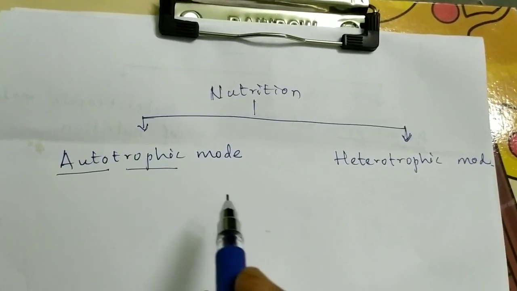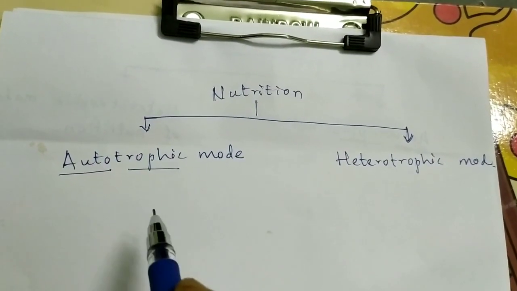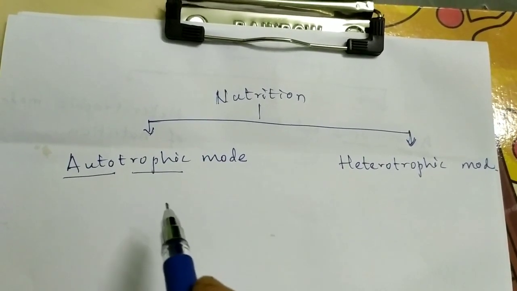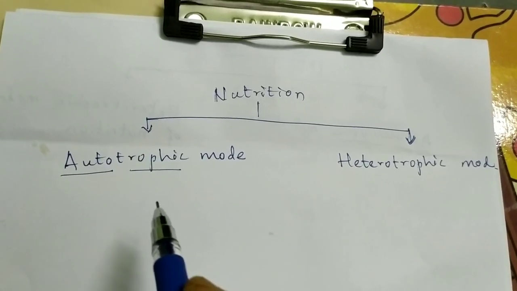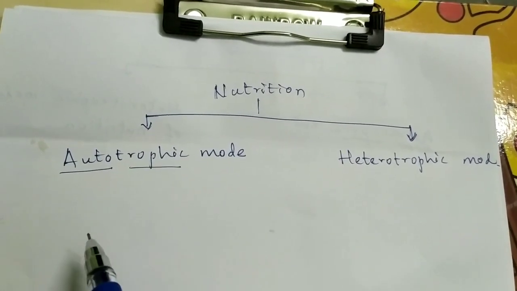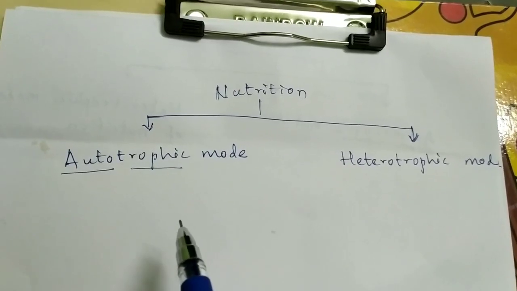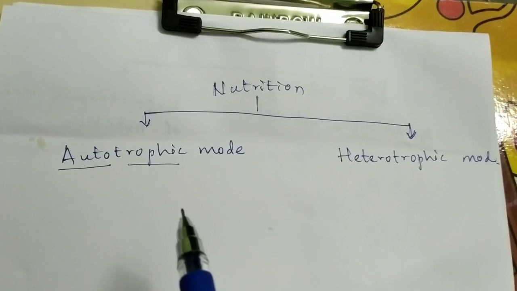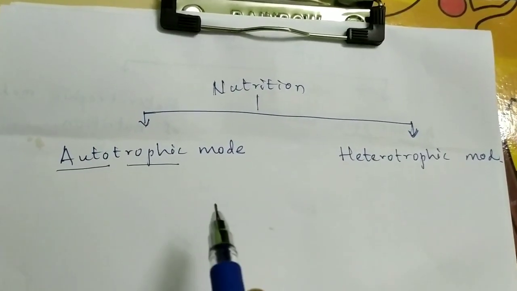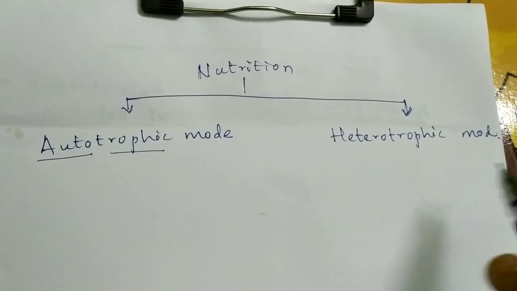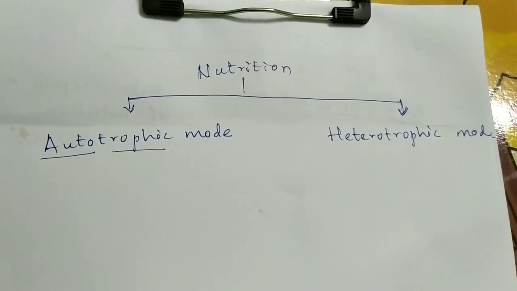This autotrophic mode of nutrition is also called the self-dependent mode of nutrition because the organisms can make the food by themselves. For example, all the green plants and algae are the best examples for the self-making food or autotrophic mode of nutrition. The second mode of nutrition is the heterotrophic mode of nutrition.